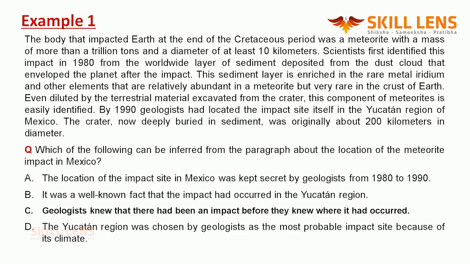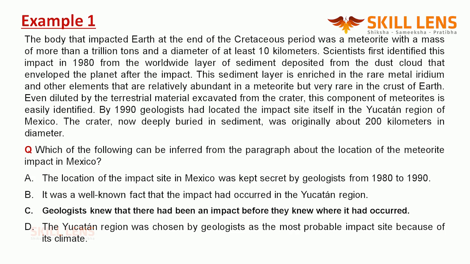Option B reads as: it was a well-known fact that the impact had occurred in the Yucatan region. Now this is another elimination, because the Yucatan wasn't discovered as being the location until later in the passage. So the first few lines, if you see, just talk about the impact.